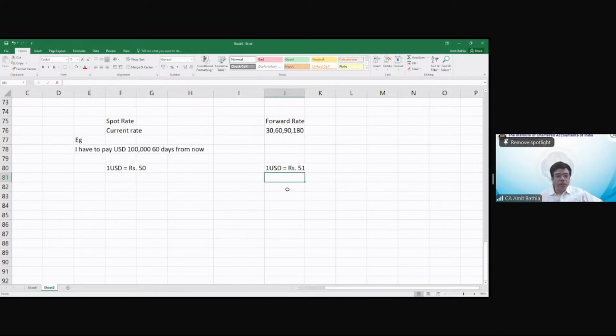Today. Today, Sir, right? Because it will essentially save me 1 rupee per dollar. Yes? Anybody else having a different answer? Sir, if interest is available somewhere else, more than ₹1, then we invest in the other option, and after 60 days we withdraw the money from that option.